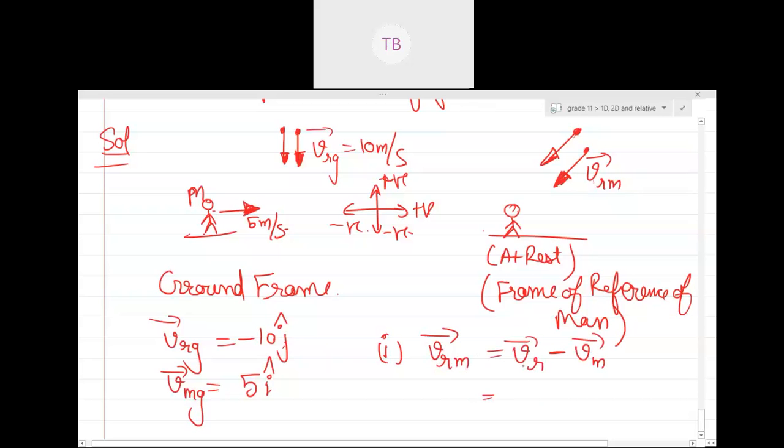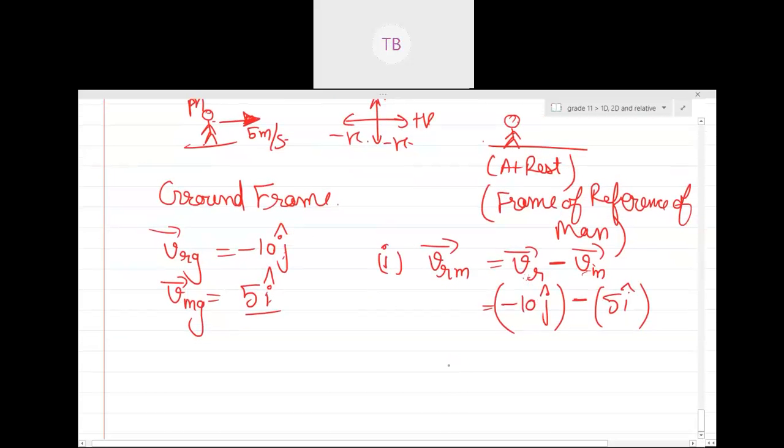Can you see over here what is the velocity of rain? Velocity of rain is how much? Minus 10 j cap. So velocity of rain is minus 10 j cap, minus what is the velocity of man? 5 i cap. So can you see over here, this is minus 5 i cap minus 10 j cap. Yes or no?